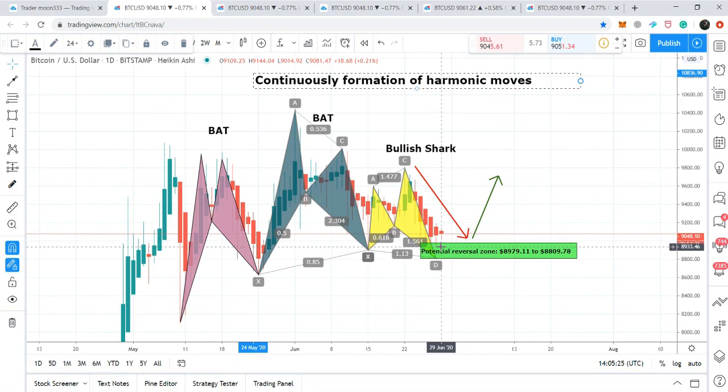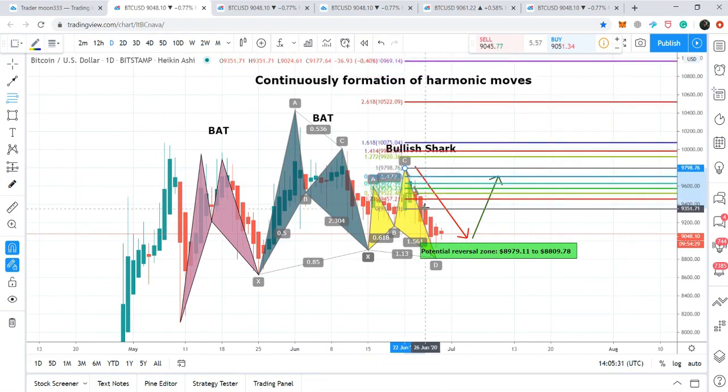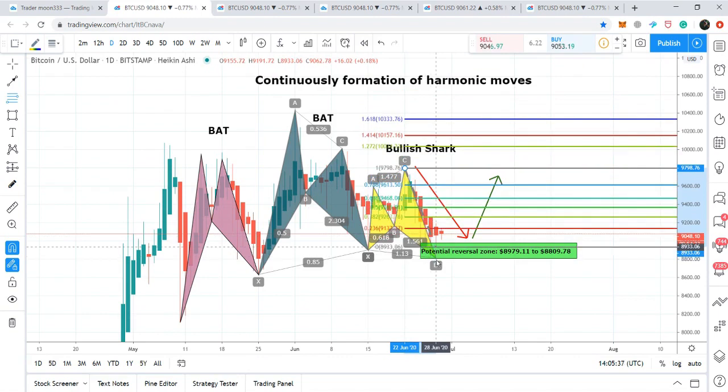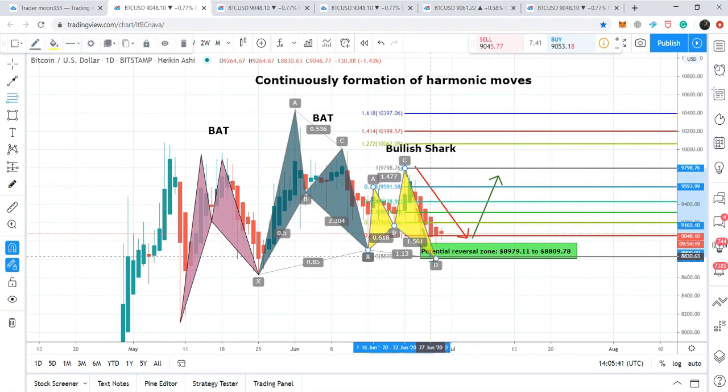And let's see. We can expect at least an upward move that should be the Fibonacci projection of the A to D leg. If I plot this Fibonacci tool here, that can be almost from $9,200 up to $9,600.